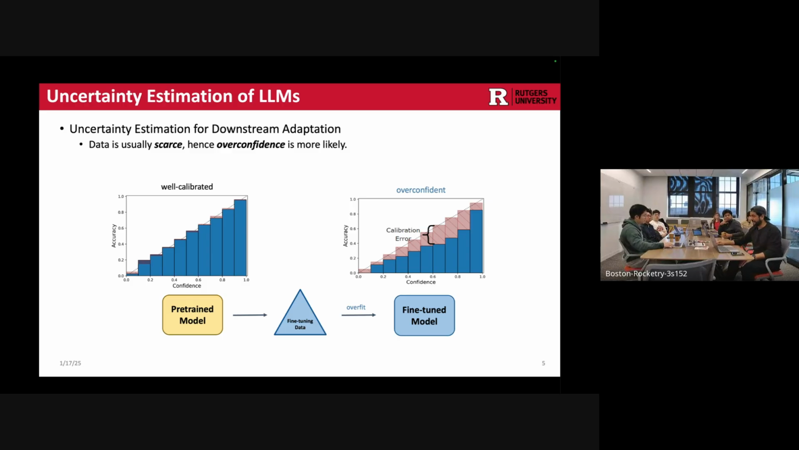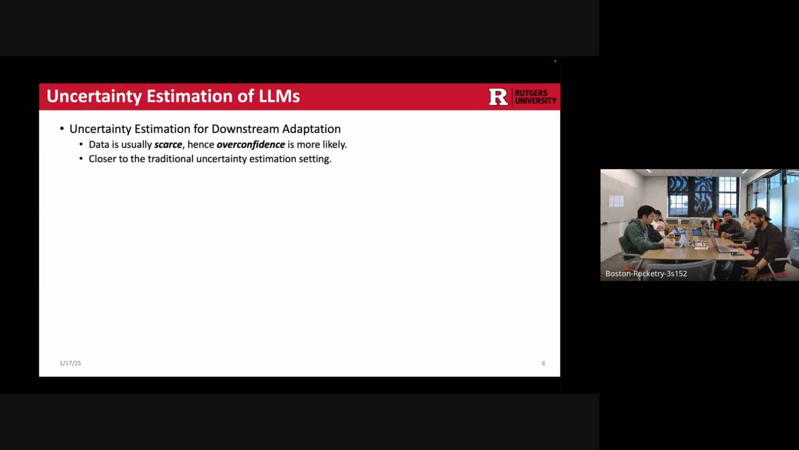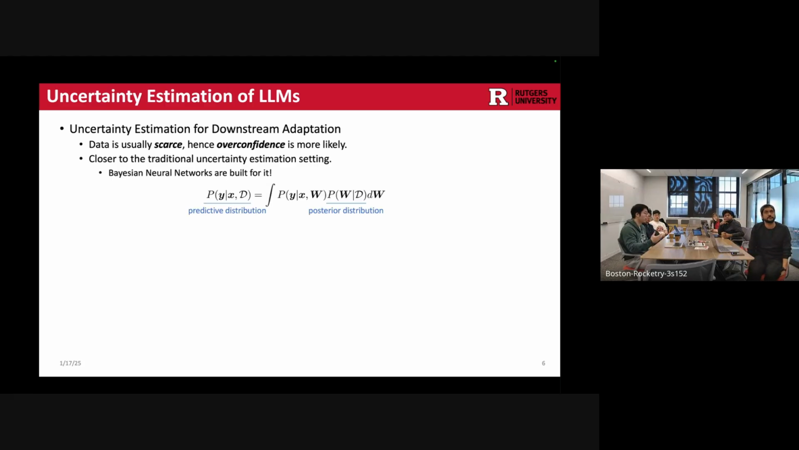Yes. Thank you, Amish. So in this case, in uncertainty estimation for downstream adaptation, we actually have a setting closer to traditional uncertainty estimation. What do I mean by that? People have been studying the problem of uncertainty estimation for a very long time, and Bayesian neural networks are actually naturally built for this topic.